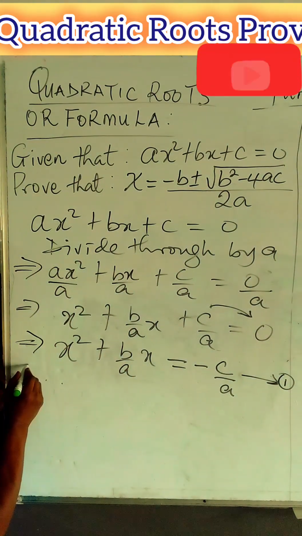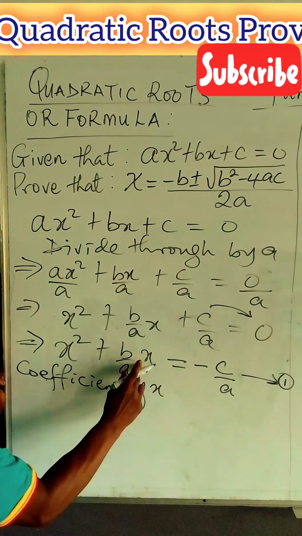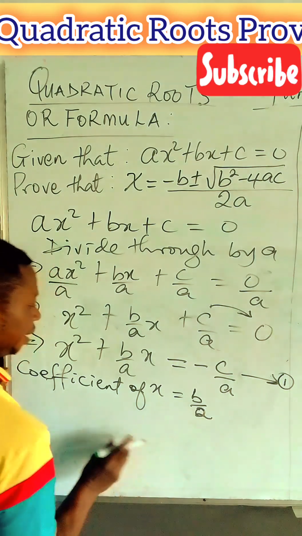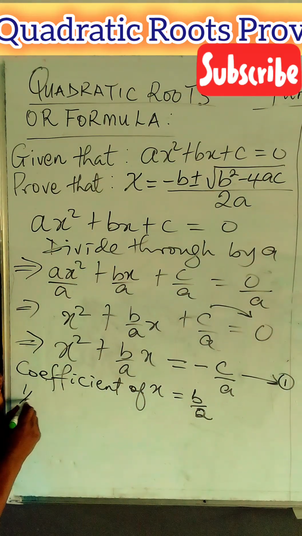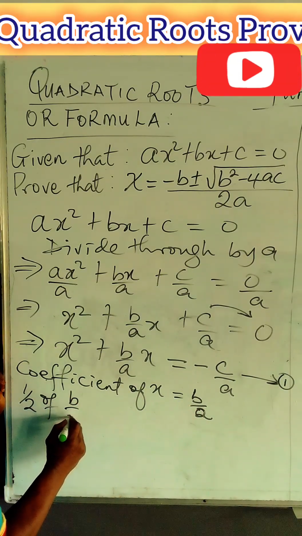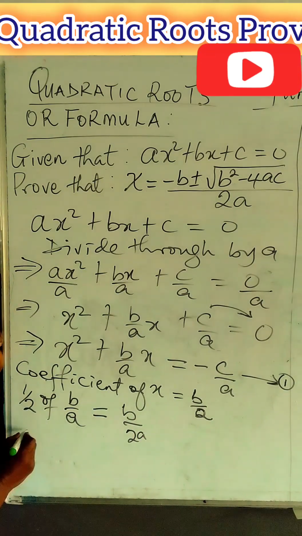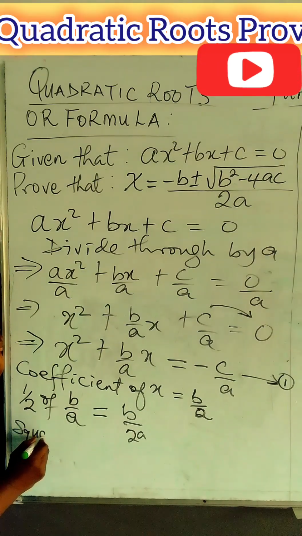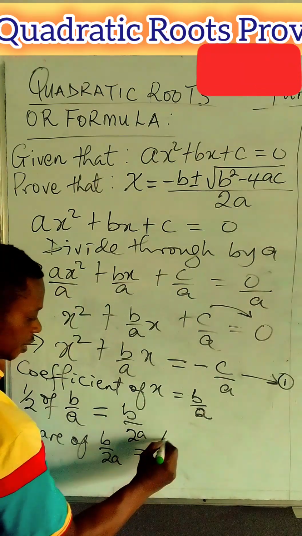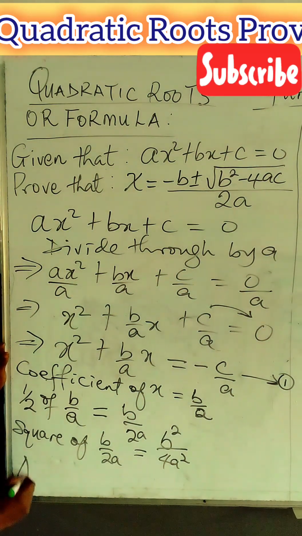So we begin by saying the coefficient of x in this equation 1 is b over a. Then half of that result, the result was b over a, so half of b over a will definitely give us b over 2a. Then thirdly, we square the result, the square of b over 2a, which will be b squared over 4a squared. Then at this juncture, we add the result.